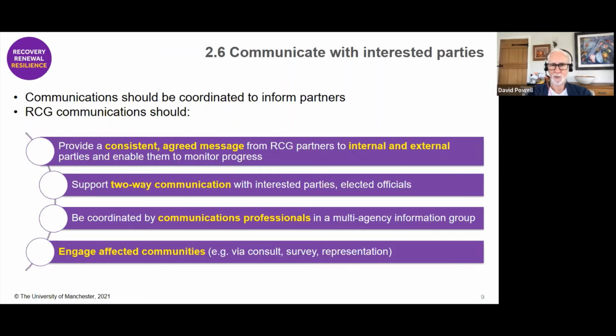And then engaging with affected communities, those most affected or disproportionately affected by the disaster or the emergency, we think is very important. It can be done through a number of mediums, be that direct consultation, surveying, for example, or listening, tapping into normal community representatives to gain their views.